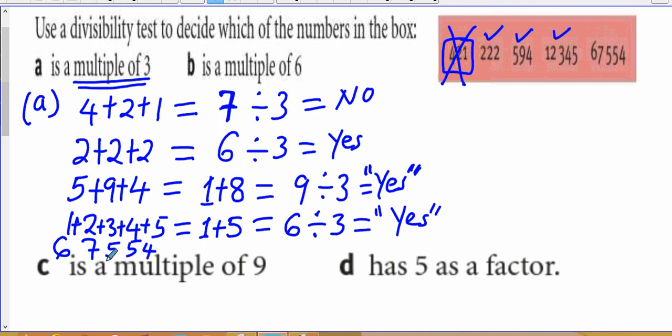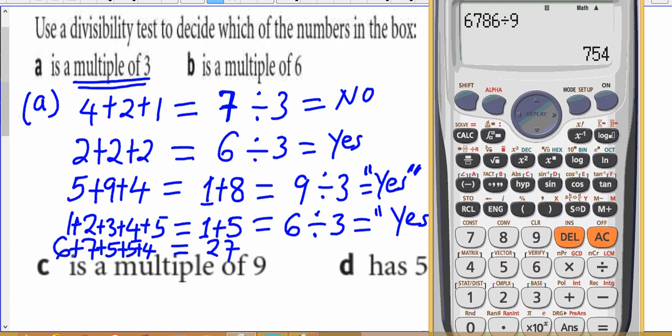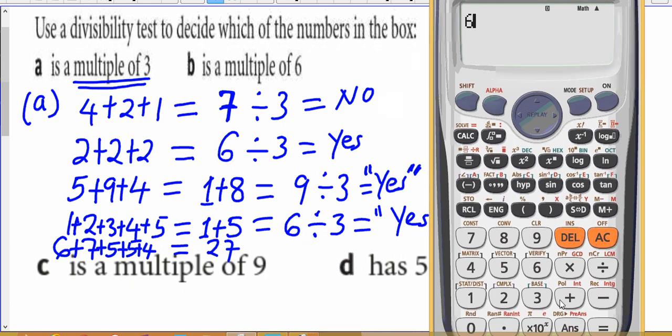Lastly, we have the number 67,554. See that? Is this number divisible by 3? Add these digits. When you add these digits, what answer do we get? 6 plus 7 is 13, plus 5, 18. 18 plus 5 will be 23, plus 4 will be 27. You can even do the addition using your calculator: 6 plus 7 plus 5 plus 5, then plus 4.